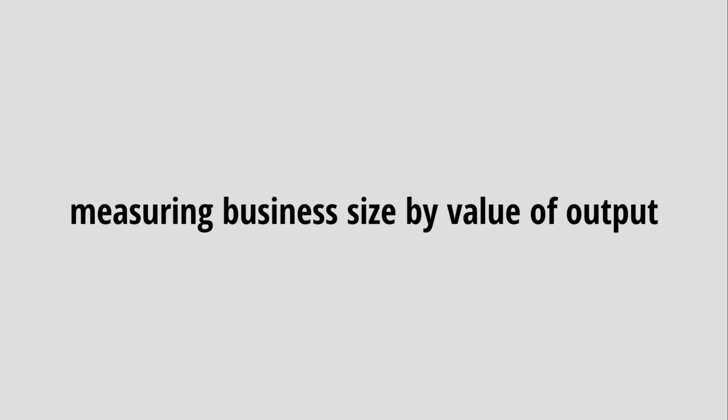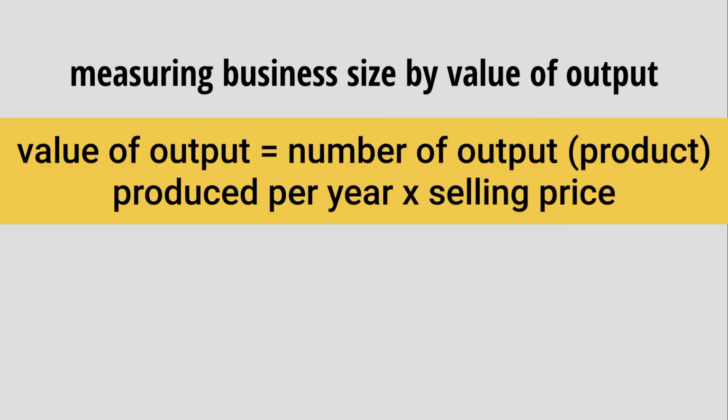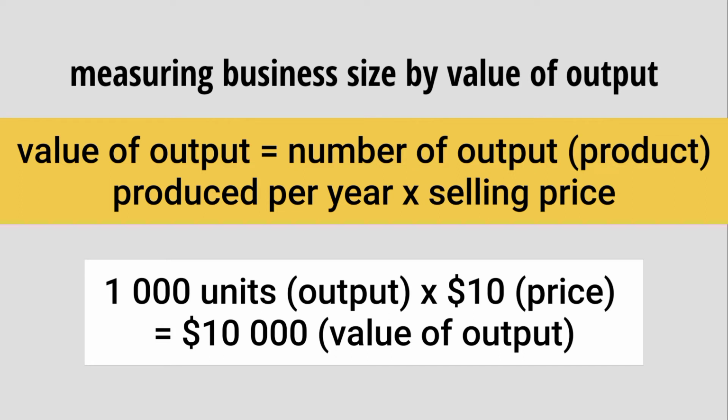Measuring business size by value of output. This method is a common way of measuring and comparing business size in manufacturing industries. Value of output means quantity or number of output produced by a business per year times the selling price per output. Example, Company A produces 1,000 units of output per year. The selling price per unit is $10. Therefore, the value of output of the business is $10,000.